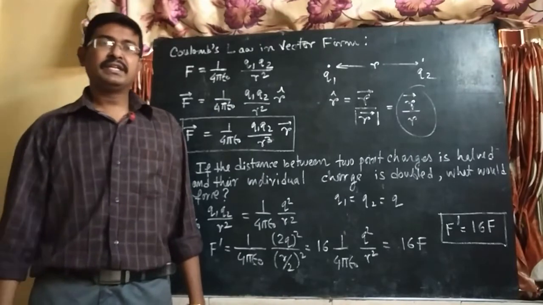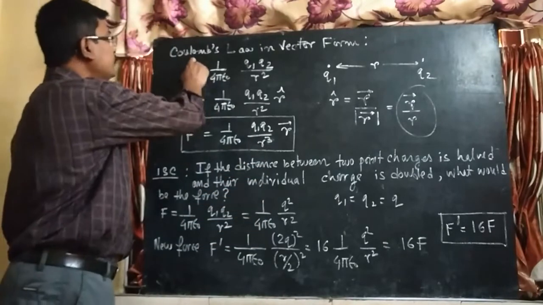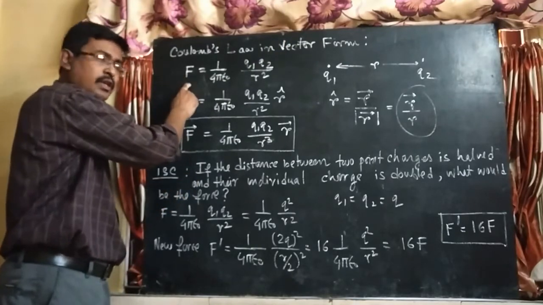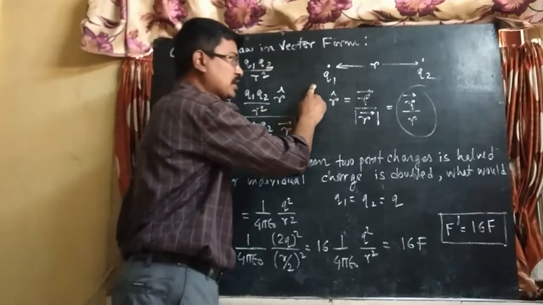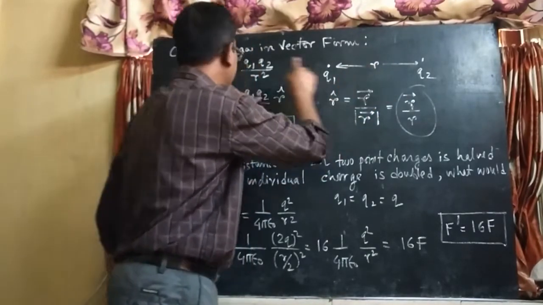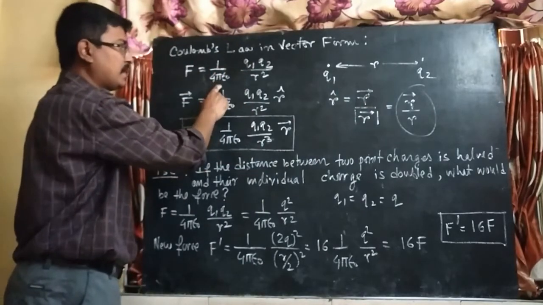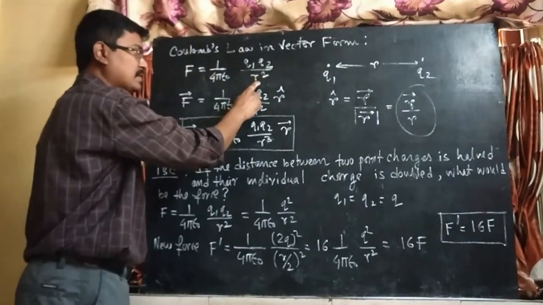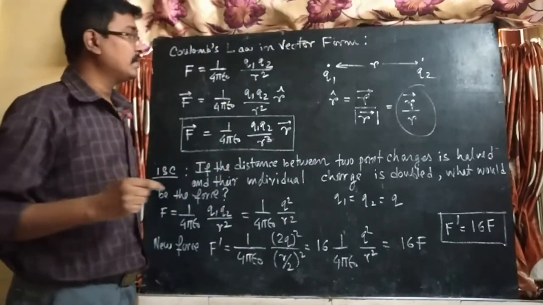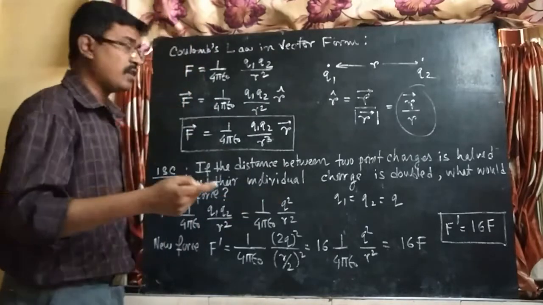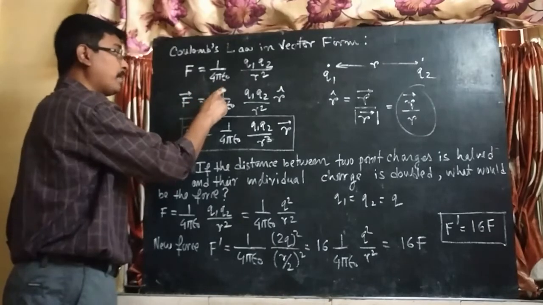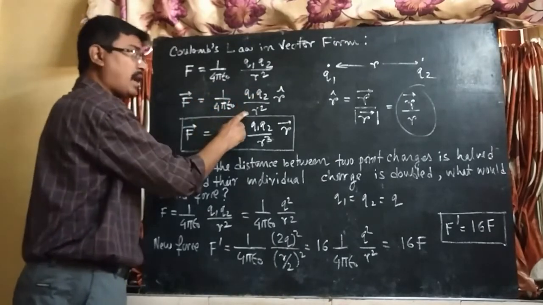Now come to the next part, Coulomb's law in vector form. According to Coulomb's law, the force of attraction or repulsion between two point charges separated by distance r is given by 1 by 4 pi epsilon 0 Q1 Q2 by r square. Now, the force is acting along r, so we can include the unit vector if I write the vector F.